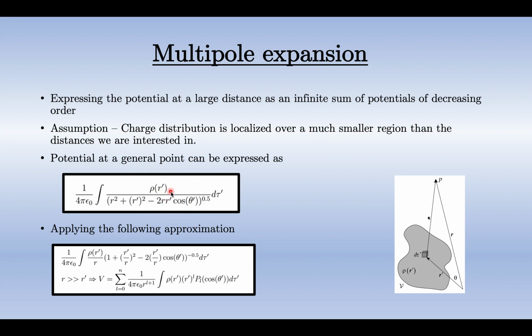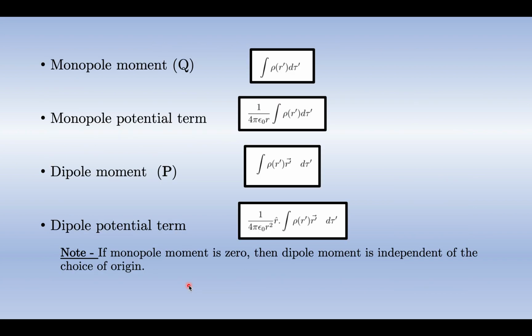This is the first step, showing how we can express the potential at a point in a general format. Here we'll use the cosine law to express the distance, and based on that we can apply the approximation that small r is much greater than r prime. With that approximation, using Taylor's series and similar tricks, we can express it as an infinite sum of these potentials. We shall look at the first few terms because they are more relevant and easier to understand.